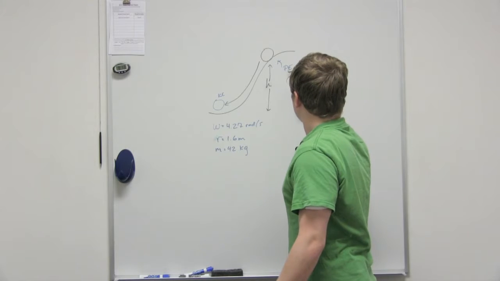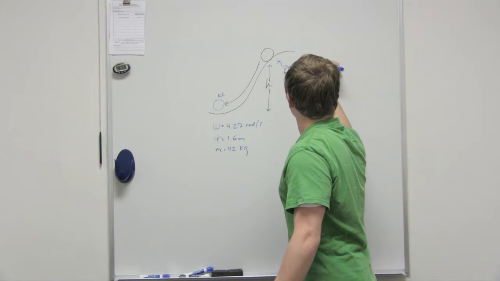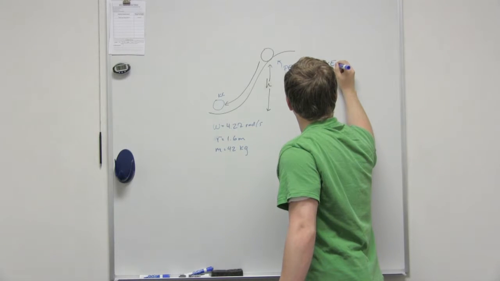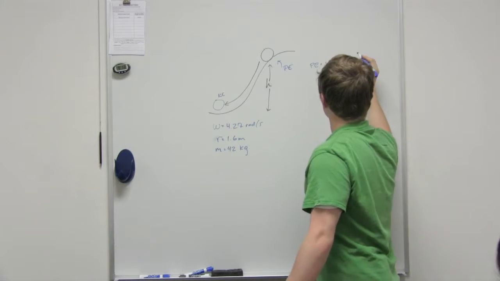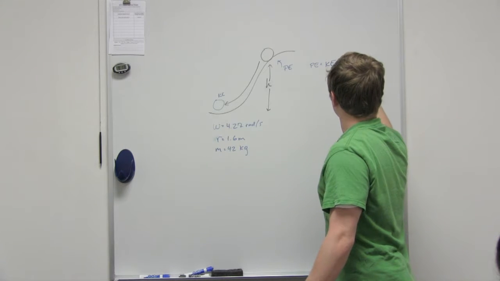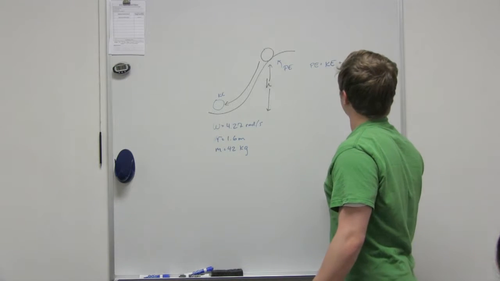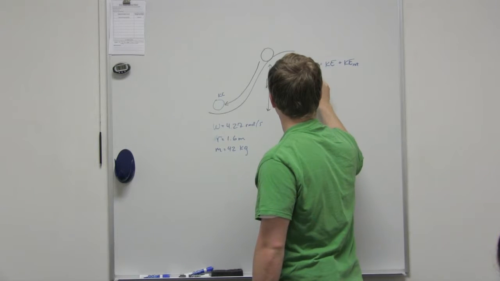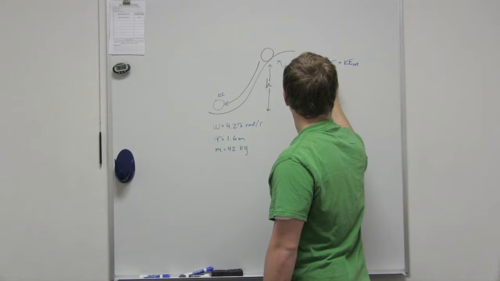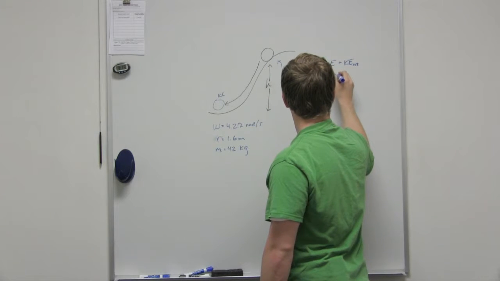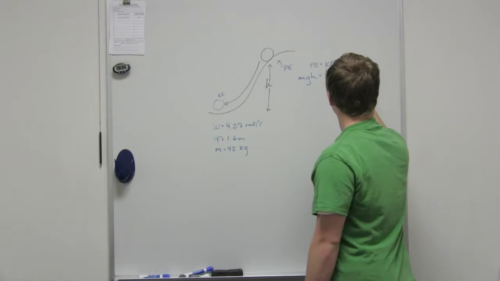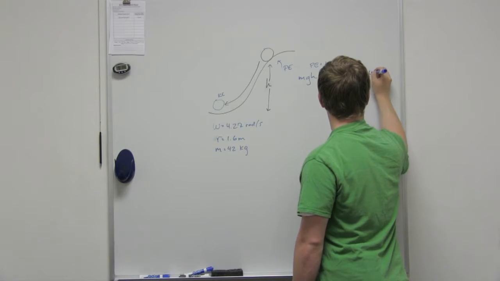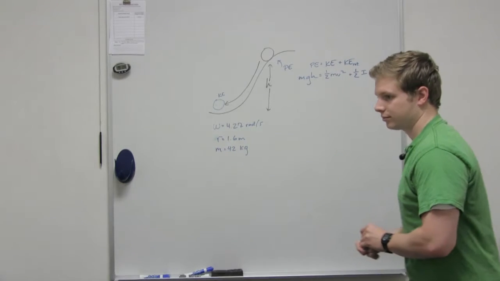Okay. So we're gonna say our potential energy is equal to the kinetic energy, translational, right? And then rotational as well. So potential energy, we got our mass times gravity times height, right? And our kinetic energy of 1/2 mass times velocity squared, plus we have our 1/2 moment of inertia times angular velocity squared.